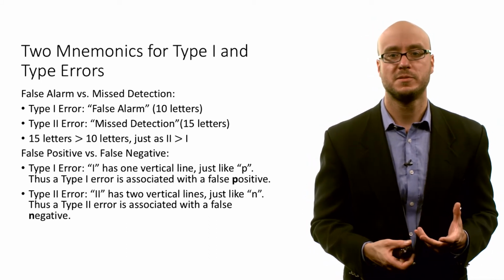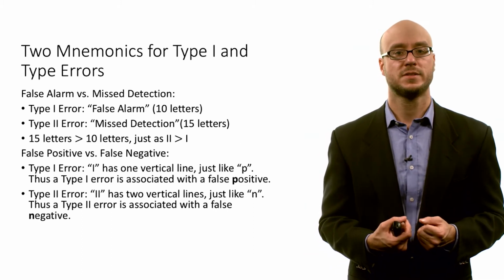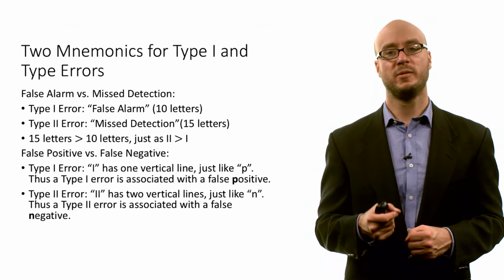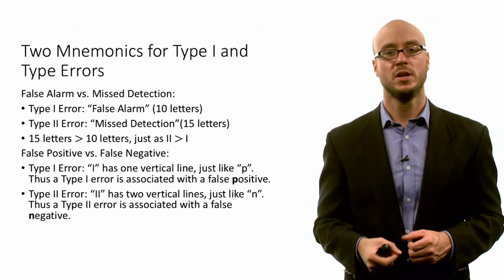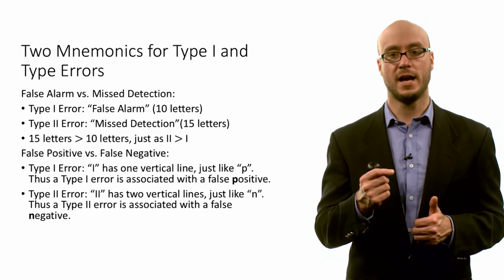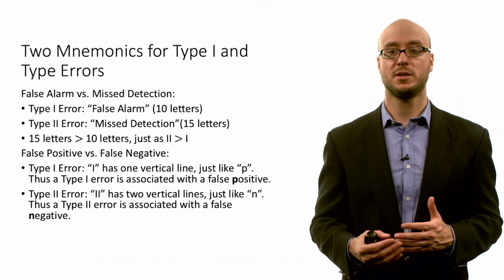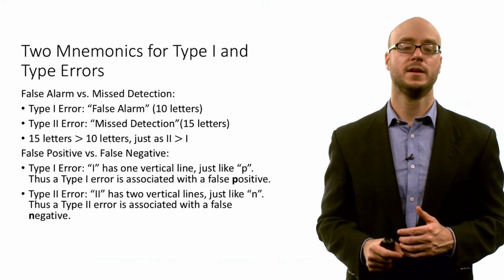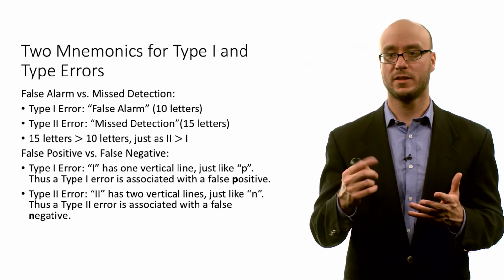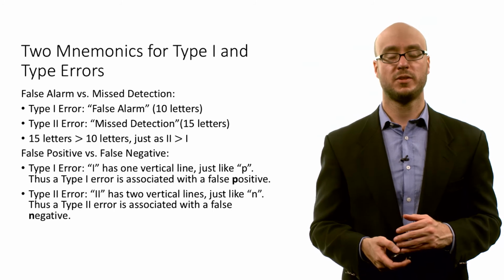Another mnemonic sometimes people like to use is in terms of false positives or false negatives. A type 1 error is sometimes called a false positive, and a type 2 error is sometimes called a false negative. Well, a type 1 error has one vertical line for 1, just like the letter P. Thus, a type 1 error is associated with a false positive. A type 2 error has 2 vertical lines, just like the letter N. You can think of the letter N with 2 vertical lines. Thus, a type 2 error is associated with a false negative.